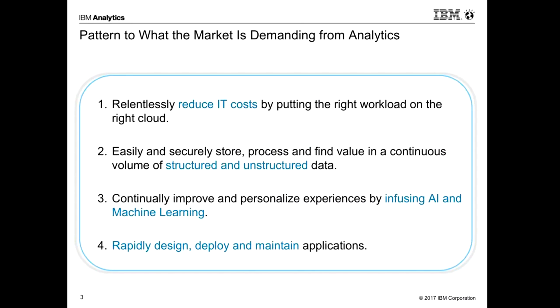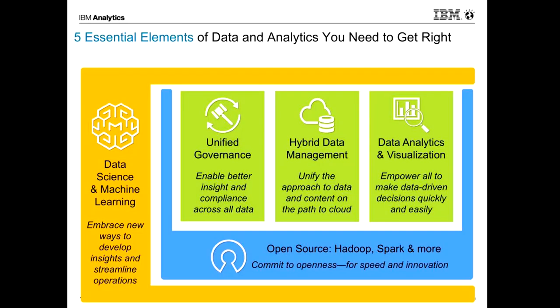So how do we as IBM address these needs? Well, we like to focus on what we call 5 essential elements that we think every customer needs to get right in order to satisfy their analytical needs. We start with data science and machine learning. We have this drawn the way it is because it goes across our entire portfolio. It involves embracing new ways of developing insights and streamlining operations. You'll see a little of that today when I demonstrate our Data Science Experience so you can see the collaboration aspects of it. Next is open source.